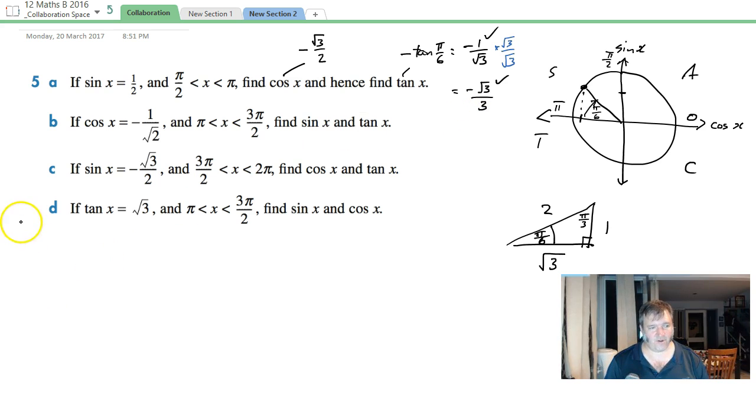Let's try another one. Let's try B here. Cosine x equals negative 1 on √2.